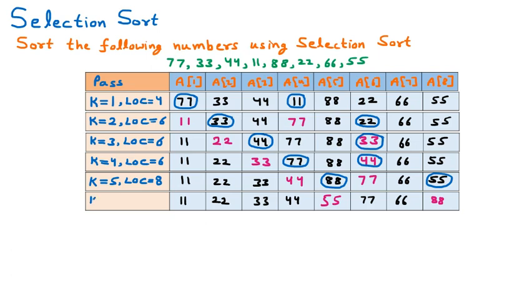Now we are incrementing the value of k, so k is becoming 6, so we are selecting the sixth element which is 77, and then we are finding the location of the element which is the minimum out of the remaining list. In the remaining list we can see that 66 is the minimum and the location is 7.